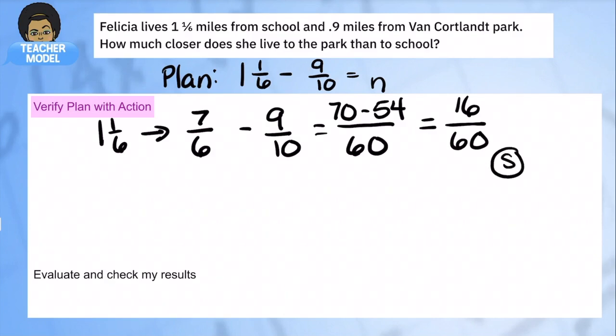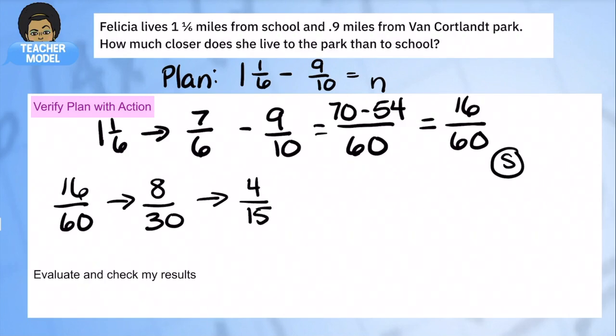So let's think about some common factors here. I noticed that they're both even, so I'm just going to keep using 2 as a common factor. When I use 2, I get 8/30. A lot of kids tell me this is like halving both numbers because I'm dividing both by 2. And I'm going to use 2 again because they're both even. So I get 4/15, and I can't do that again.